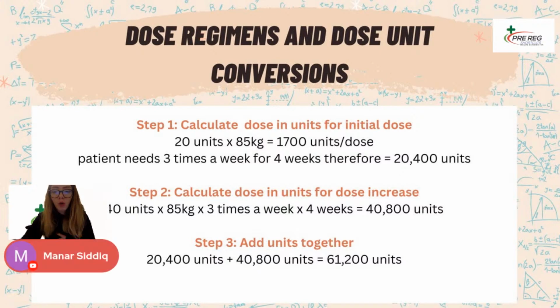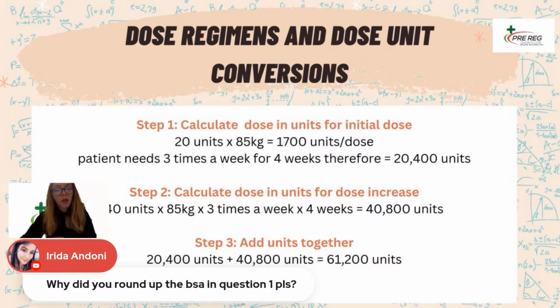Okay, so we've got questions. Why did I round up the BSA? That's in the first question. Because in clinical practice, the BSA is often given as 2 decimal places. So that's why it was being rounded to 2 DP.